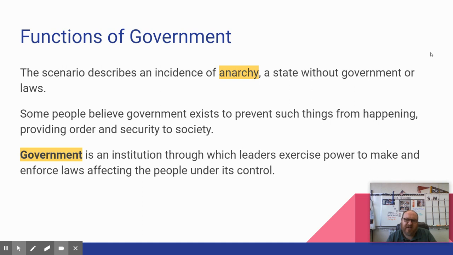And with that in mind, then the definition of government is any institution through which leaders exercise power to make and enforce laws affecting the people under its control. Okay, so that's the basic definition of government. But what does that really mean? It doesn't really tell us exactly what government does, so we got to look a little bit deeper.